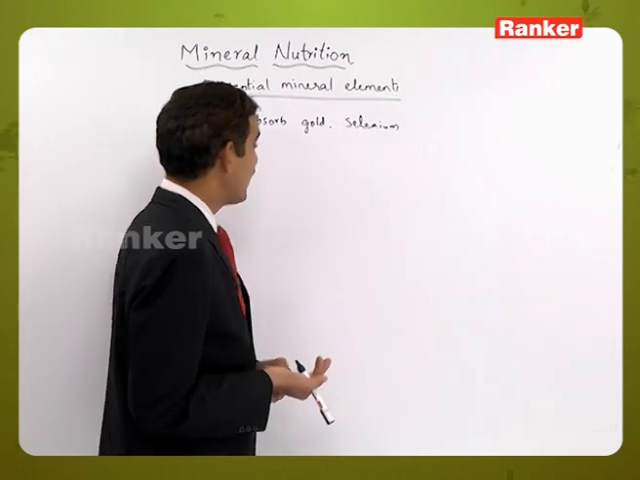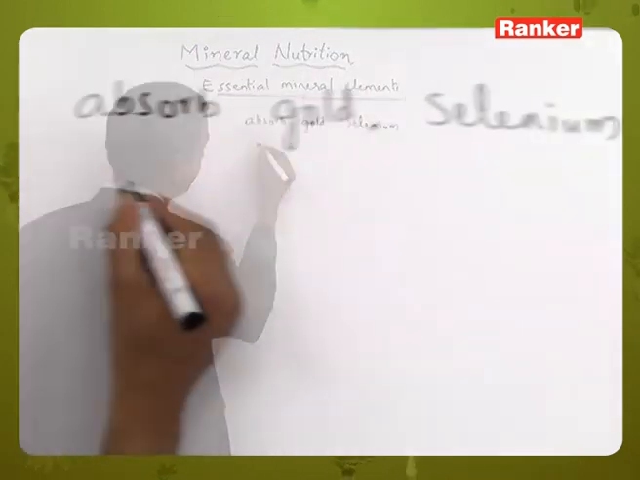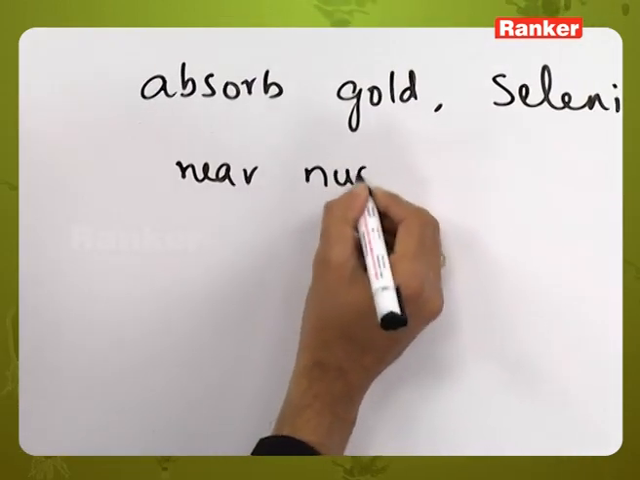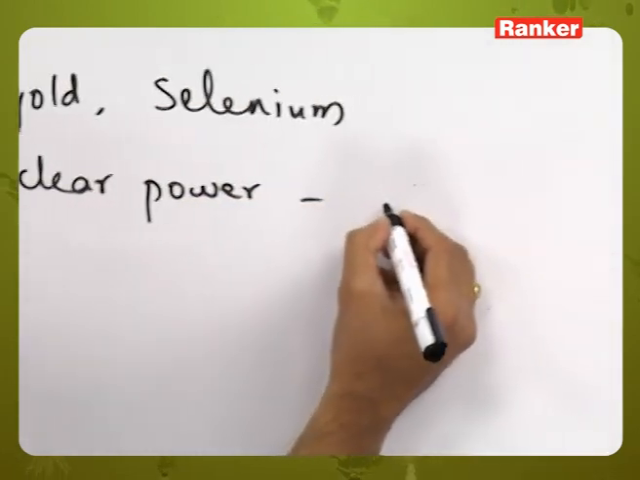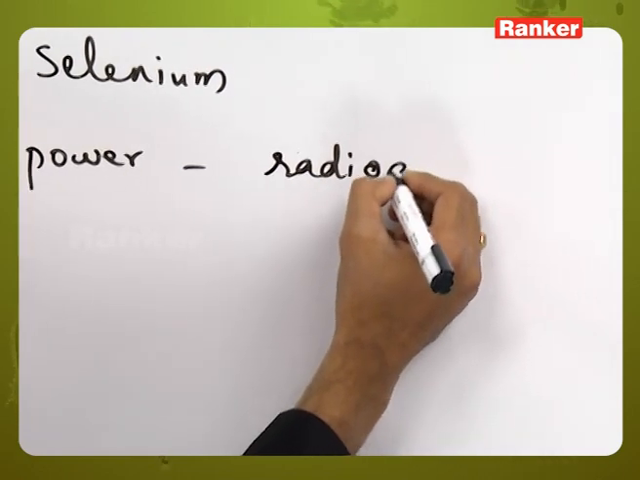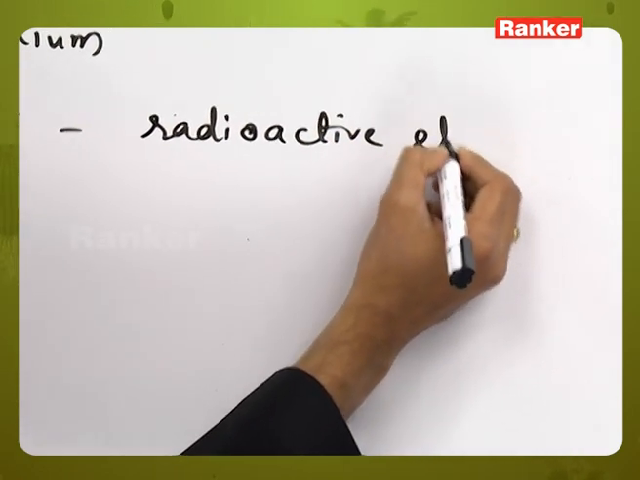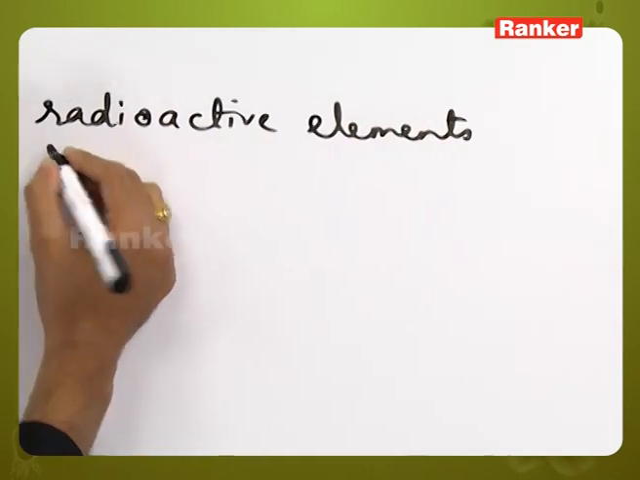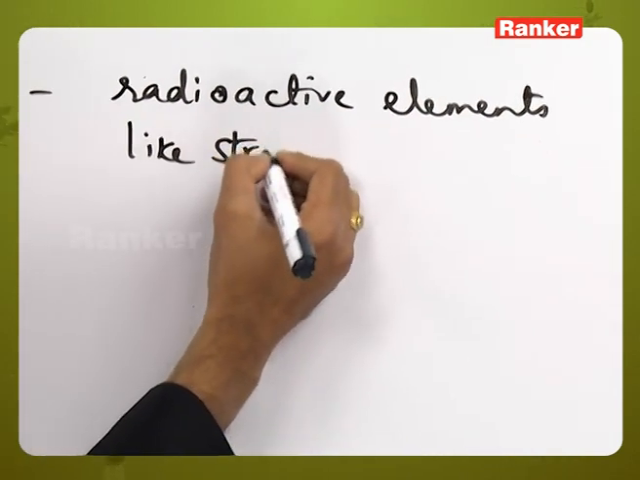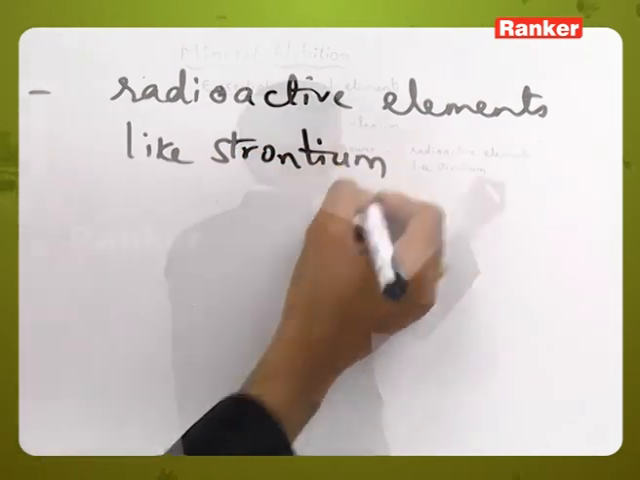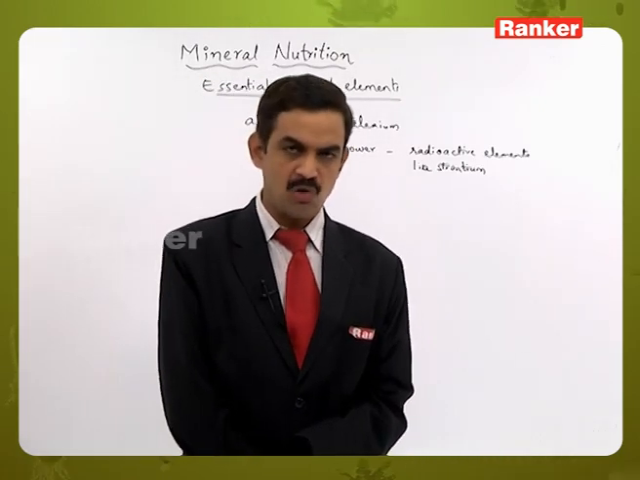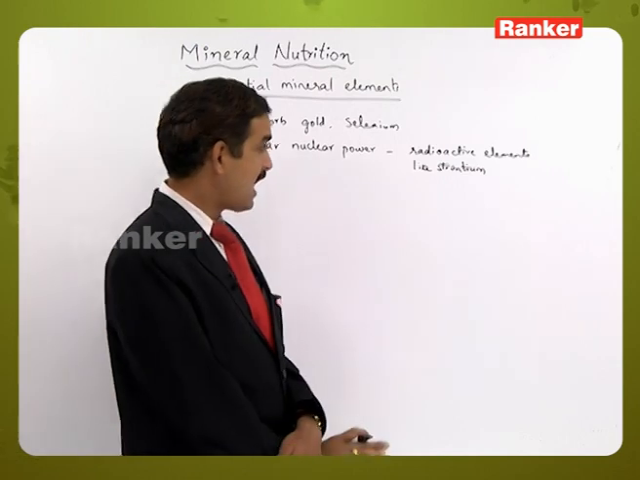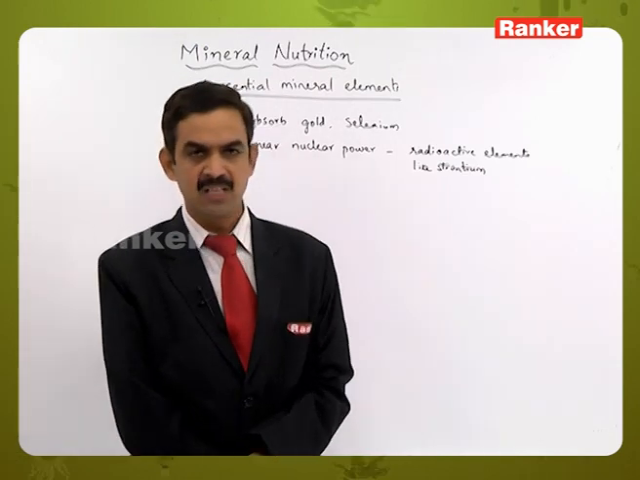Apart from that, if the plants are growing near nuclear power plants, they absorb radioactive elements also, like strontium. So likewise, different types of elements are also absorbed by the plant. That is how the absorption of minerals is related to the plants.